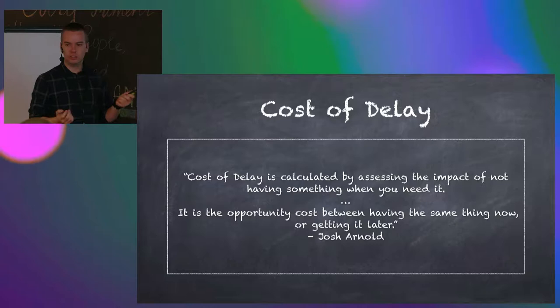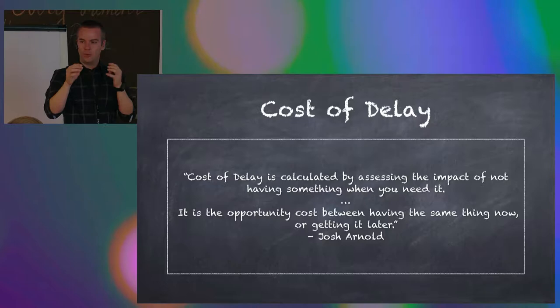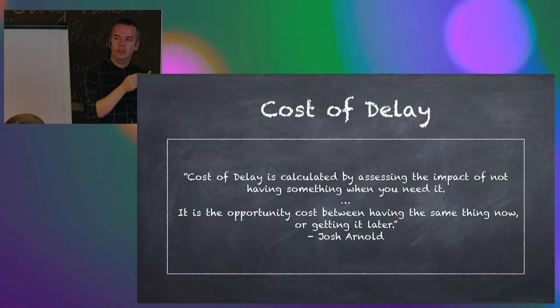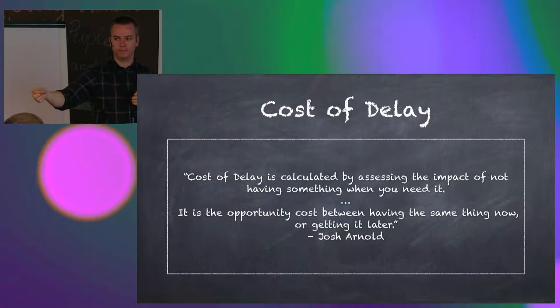The cost of delay is how much it would cost me if I don't have this thing now. So if I have three or four things, which would cost me more if I don't have it right now? Then I take those three or four items that I'm assessing, and I say, okay, if this will bring me more loss of money or more revenue, then I can assess that this should be done first and that one second. And we're going to see how to do that.